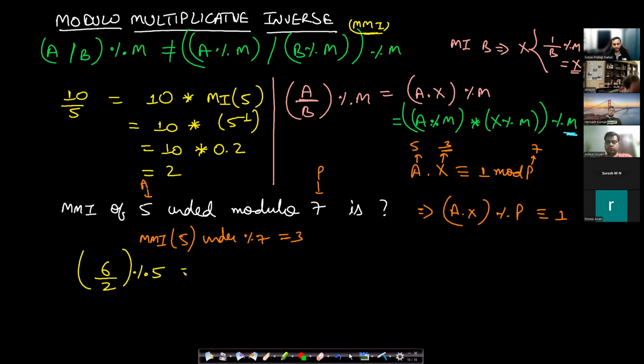What should I write in the next step? What do I want to find? I want to convert this division to multiplication. So what should be the number shift? What do you want to find? The modulo multiplicative inverse of 2 under 5. Yes, the MMI of 2 under modulo 5. So this is your A value and this is your P value. What will be the value of X where A into X mod P will be equal to 1?